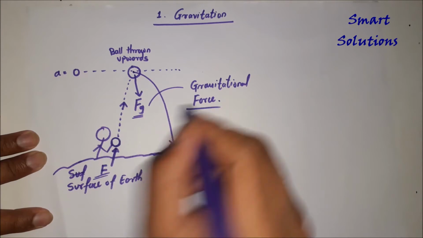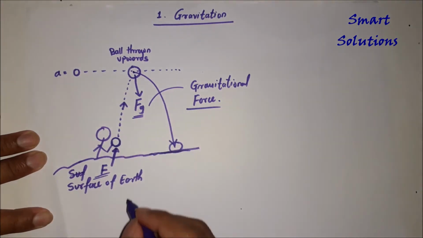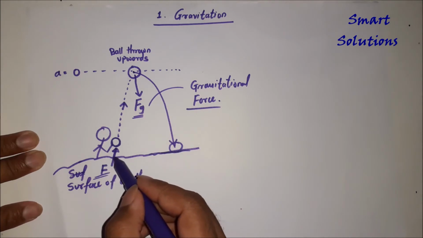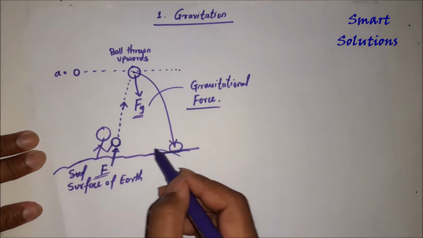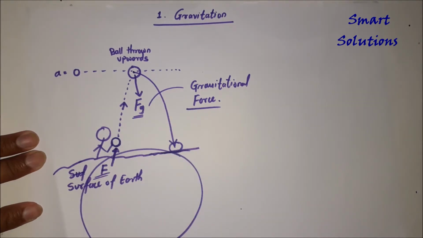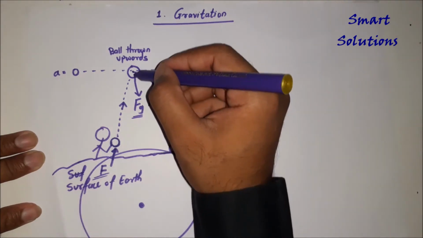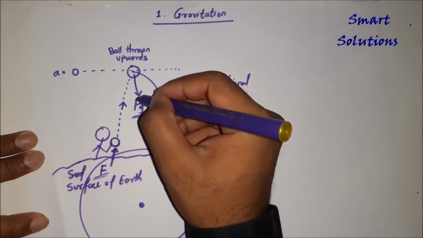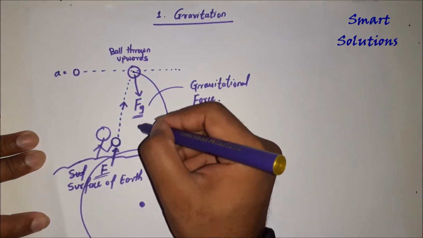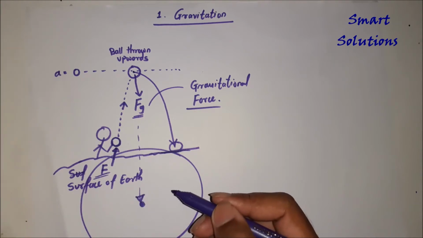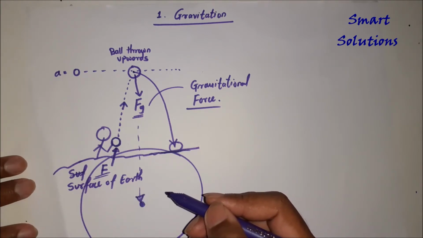So what is this gravitational force then? As we all know, we are on the surface of Earth, so let us try to draw it in a circular manner now. For example, this is our Earth, and the force that we have considered as Fg, which is called the gravitational force, is acting radially towards the center of Earth.